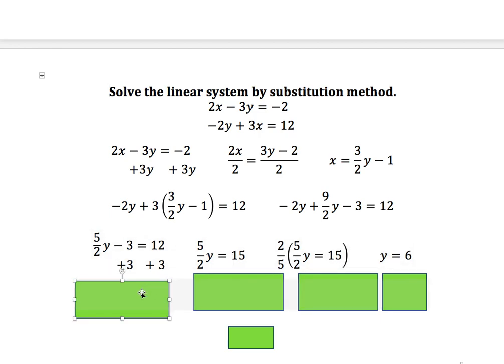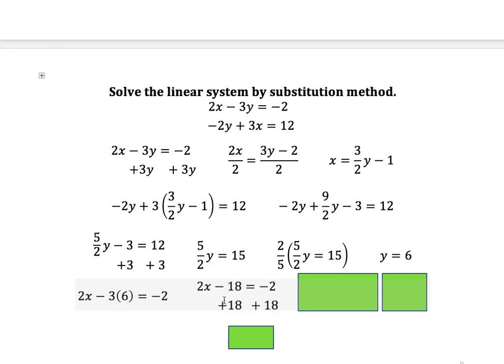We know what our y value is, so now we can plug it into one of our equations, and it doesn't matter which one. I decided to plug it into the top equation, and I got 2x minus 3 times 6 is equal to negative 2. Simplify that, you get negative 3 times 6 gives you negative 18, plus 18 to both sides, 2x is equal to 20. You're going to divide.